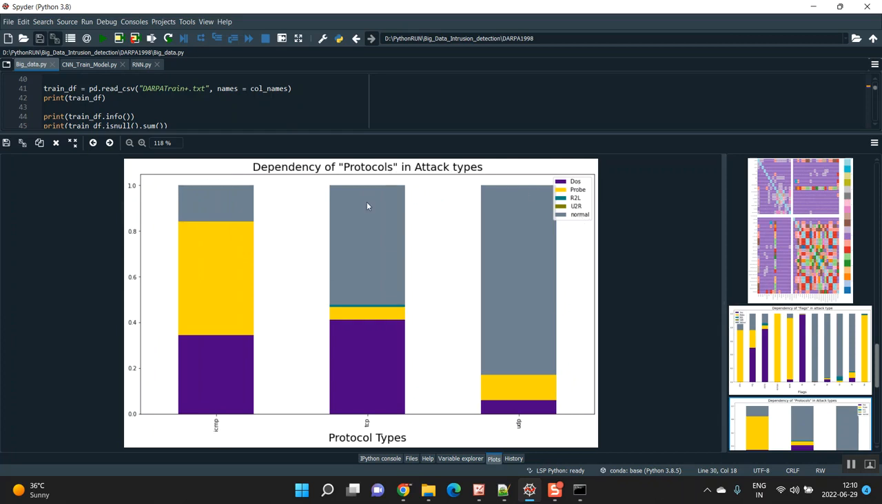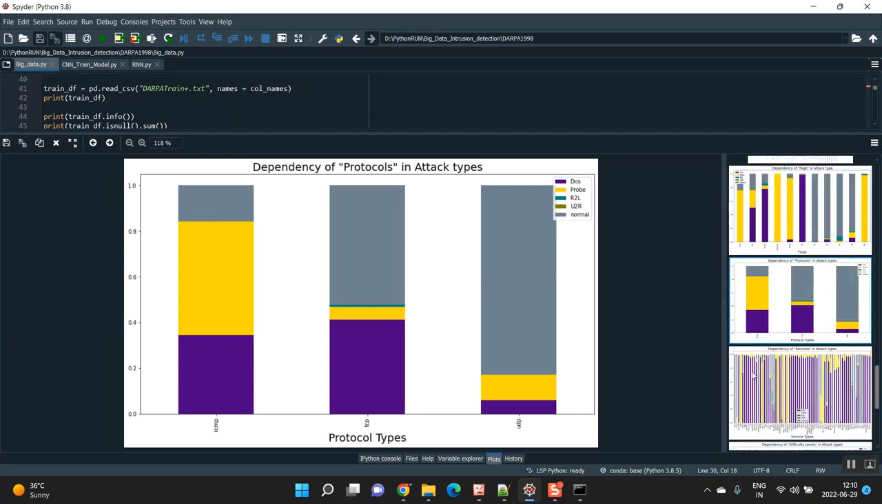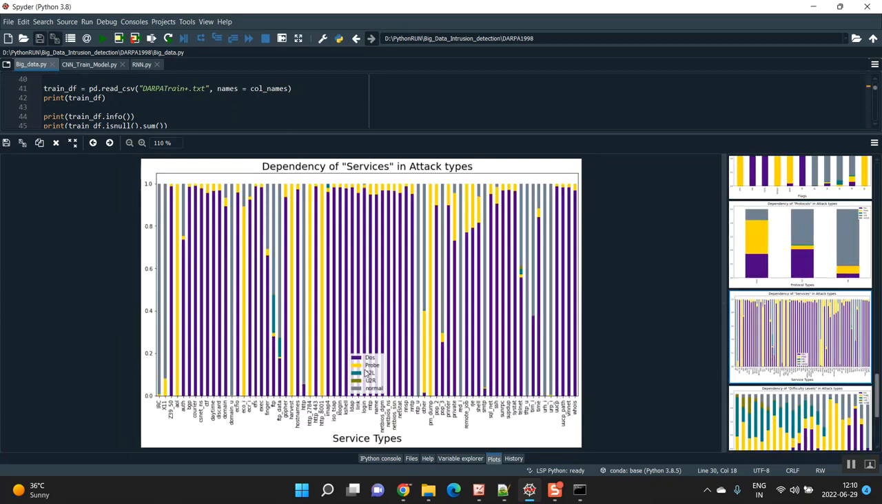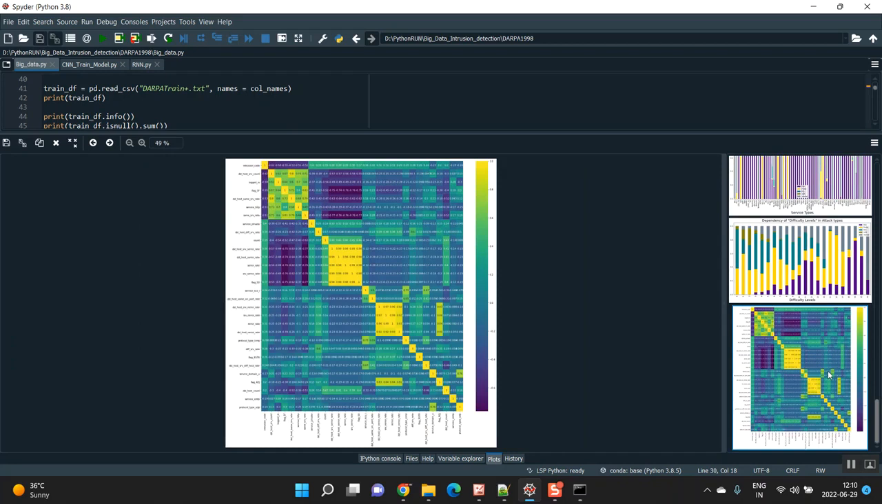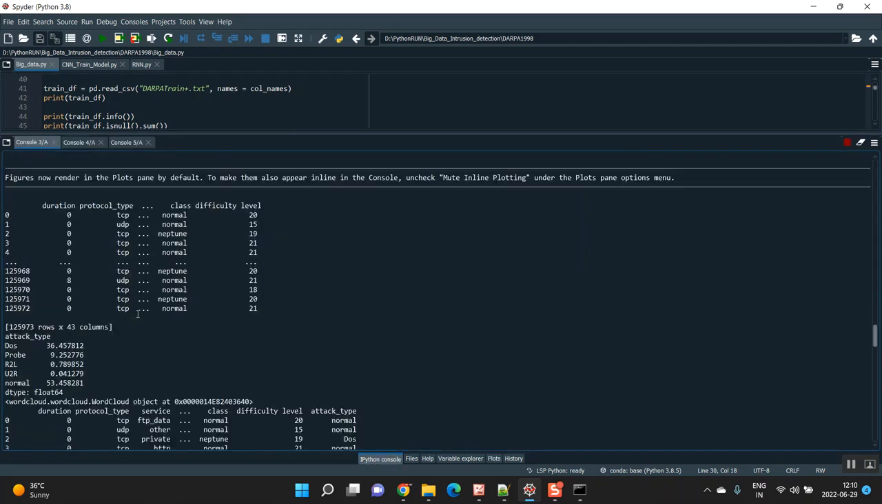Here, the protocols will be ICMP, TCP and UDP. Based on these protocols, we are segregating how much DOS attack, probe attack, R2L, U2R and normal there are. On the same basis, these are all the service types available in the data set. Based on that, we show DOS, probe, R2L, U2R and normal, how much percentages. So we are calculating the complete flow which you had informed me.